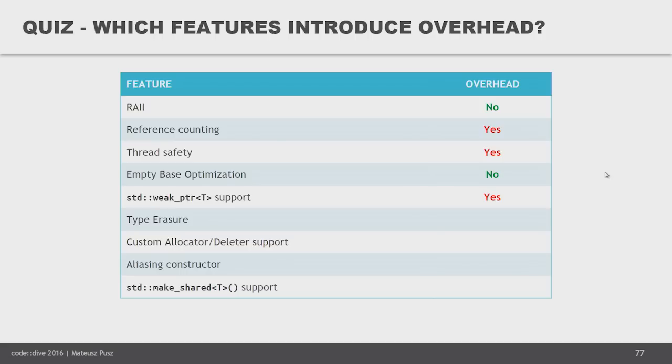Weak pointer support comes with a cost, yes? You have an additional counter, sorry. Type erasure comes with the cost of the dynamic dispatch, yes?